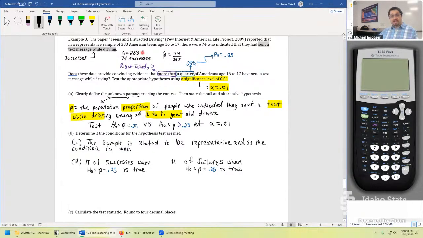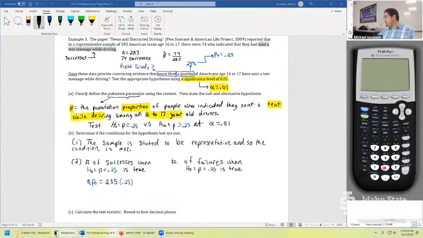The sample size is 283. So if we assume the null hypothesis is true, the number of successes we expect is n times p naught, which is 235 times 0.25, which makes sense. It just says we expect 25% of the sample to indicate they've texted while driving, if the null hypothesis that 25% of the nation indicates that is actually true.